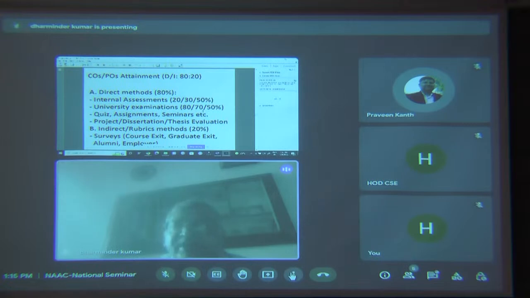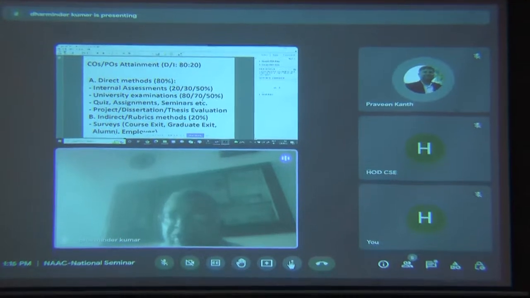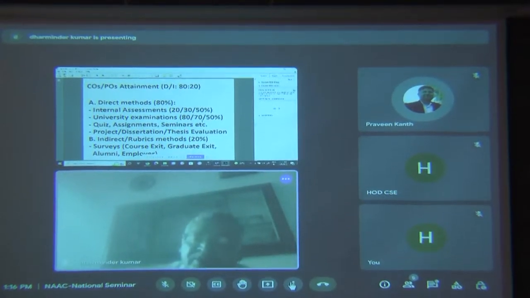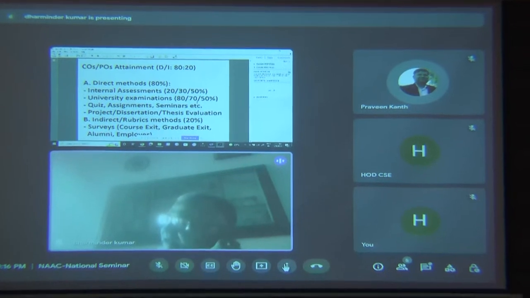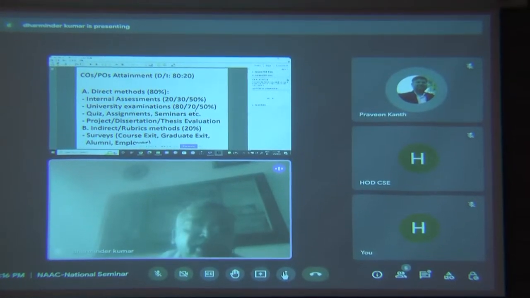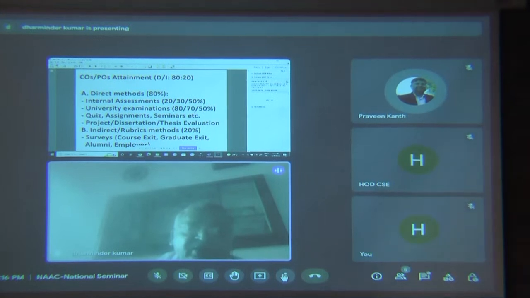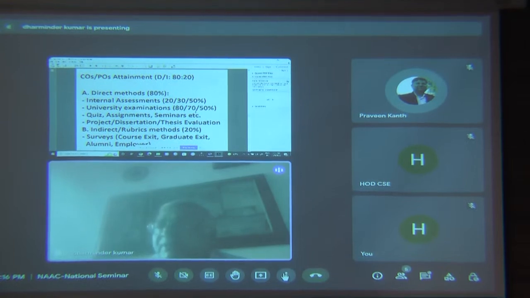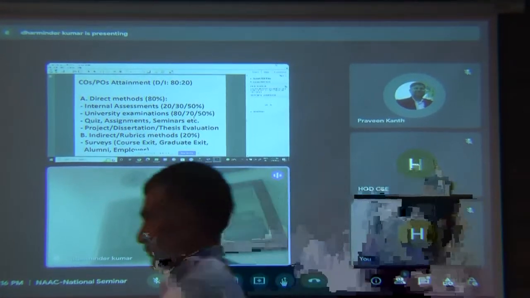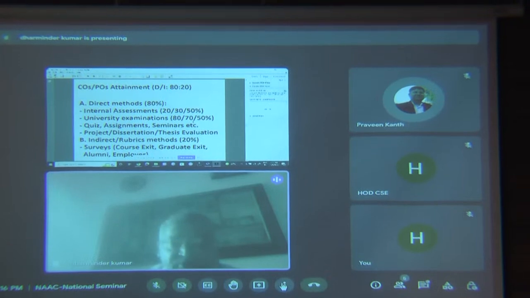Then the indirect or rubric methods, which include various surveys: after every semester, course exit; after the 4-year program, graduate exit; and alumni or employer surveys when they are employed in the industry. We have to give a weightage of 80% to direct and 20% to indirect or rubrics. You might be wondering what is the meaning of rubrics? It means when we are not able to measure the ability through direct methods, then we have to devise our own mechanism, which we call rubrics.